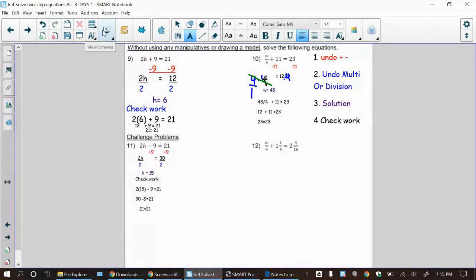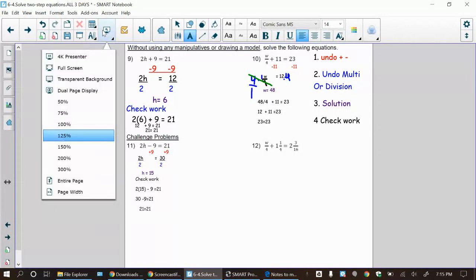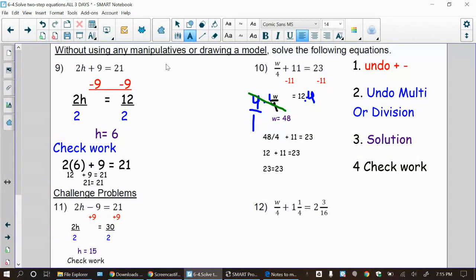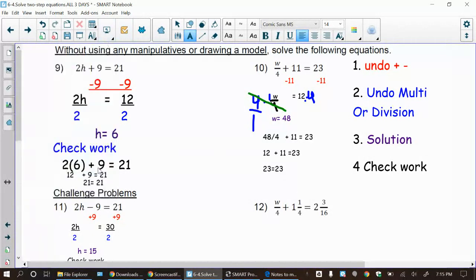I'm going to zoom in for 12. Give it a try. See what you think. Remember, what do you always need when you are doing fractions? Zoom in even more.